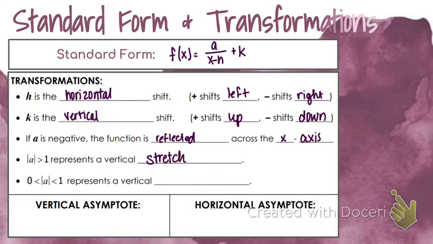So it's like you grab it at the top and grab it at the bottom and pull. And if the absolute value of a is between 0 and 1, then it represents a vertical compression. The vertical asymptote is always x equals h. So x equals is the form that you have to write it in, and h is the value that you're going to substitute in. The horizontal asymptote is always y equals k.